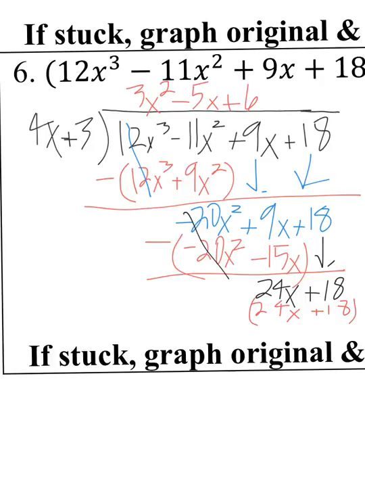Put it in parentheses, and then you'll notice everything cancels out. That cancels: 18 minus positive 18 is 0. So this makes my final answer.